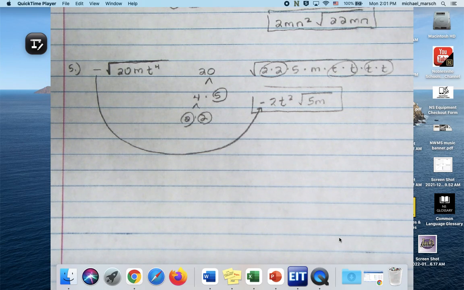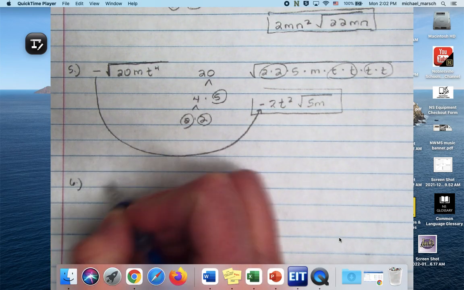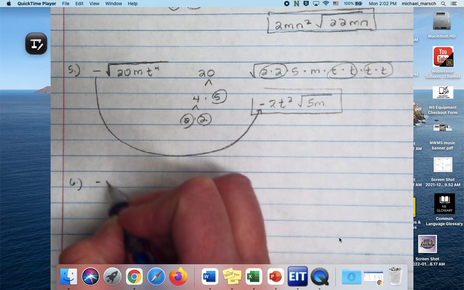Okay, let's check our answer. Negative 2t squared 5m. Yeah, I got that. Don't forget that negative. Last one. Now I'm smiling.